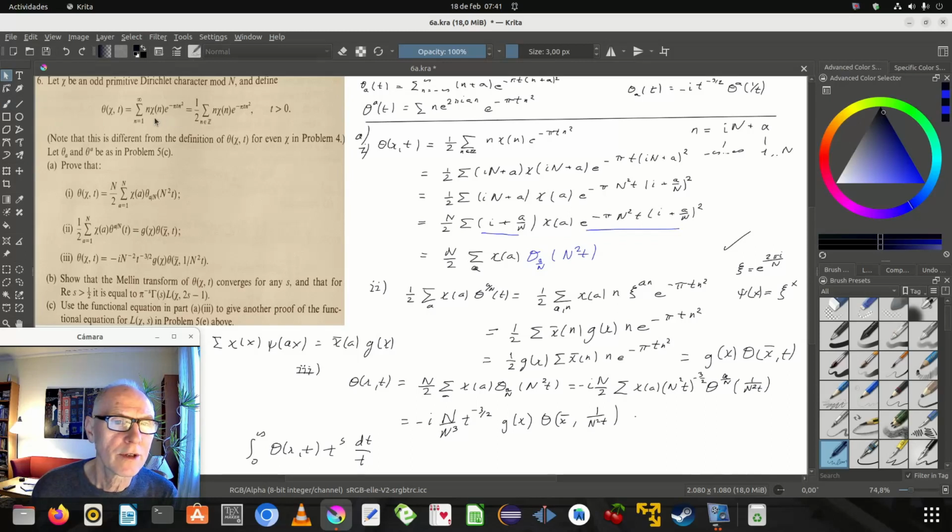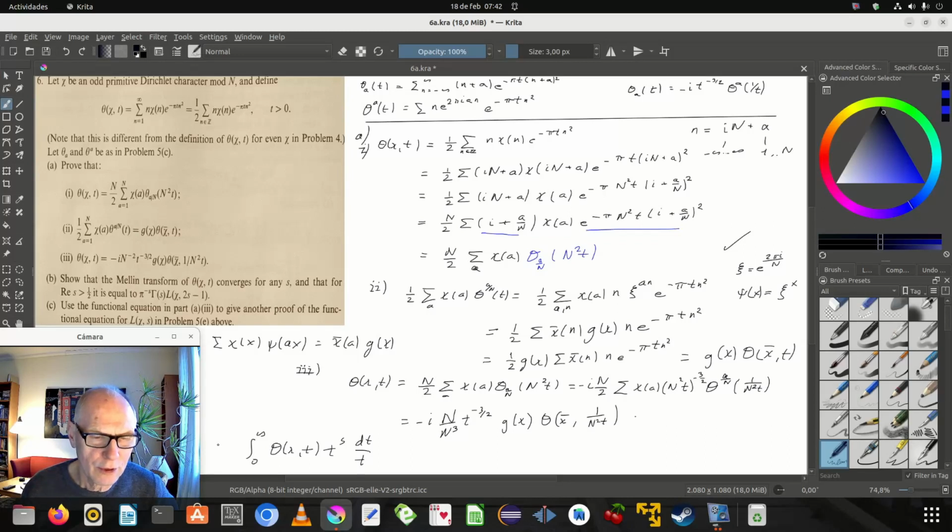At infinity, it's the usual suspect. When n is naught, it vanishes, so there are only the exponential terms. And then when we substitute by 1 divided by t, we get a power function t to 3/2 here, times theta of 1 divided by nt, which goes like e to the minus c divided by t for some constant as t approaches naught. So that means that this function is well defined.